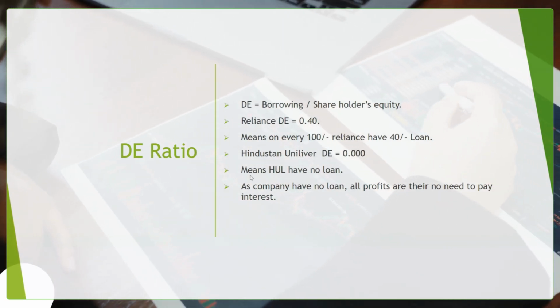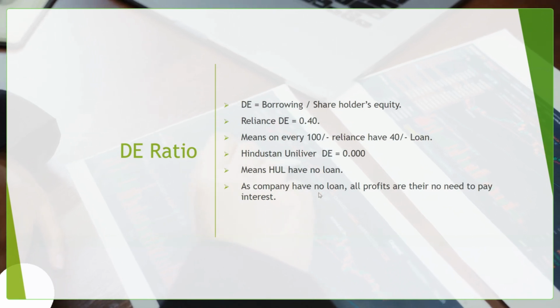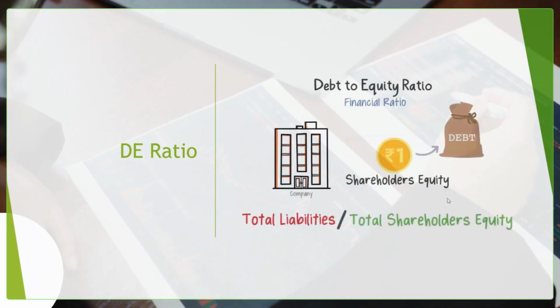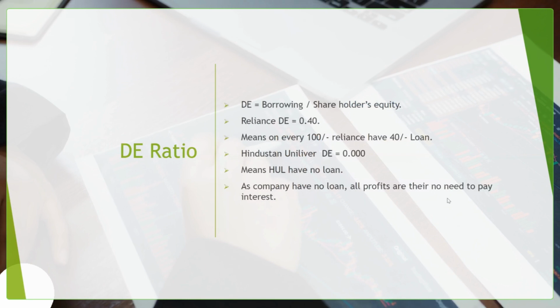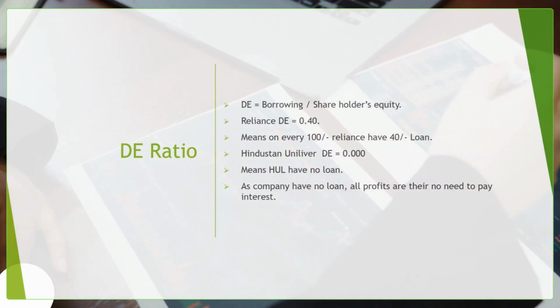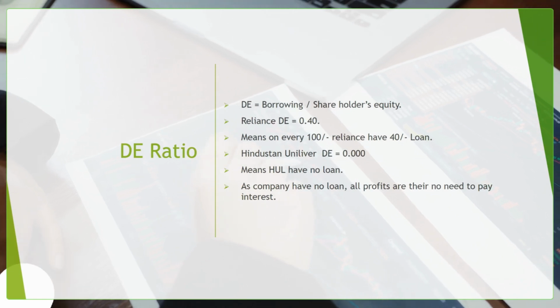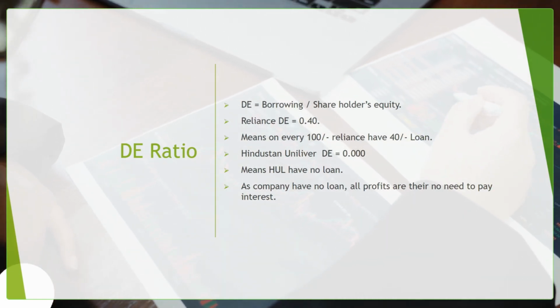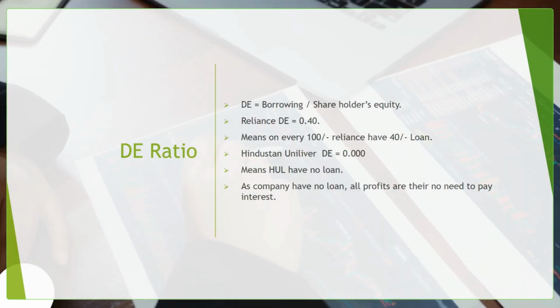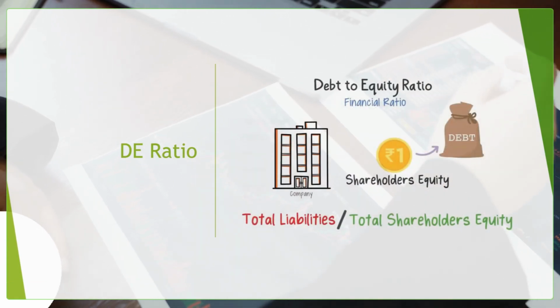A company like HUL has no loan. Why we should look at the DE ratio is that it will tell how much debt or loan the company has, and on any profit they make, they have to pay interest. So their net profit will be decreasing if they have a loan.